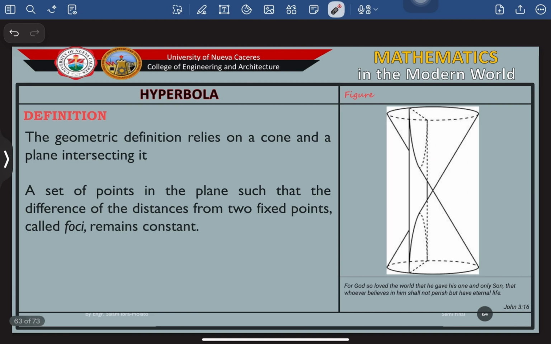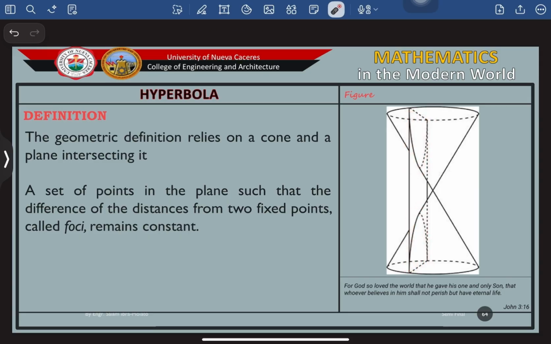A hyperbola is formed when a plane cuts both nappes of a double cone. So unlike an ellipse or parabola, which involve one nappe, the hyperbola is the result of a double intersection producing two open mirror image curves. So this is the hyperbola.